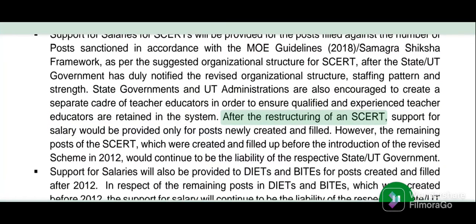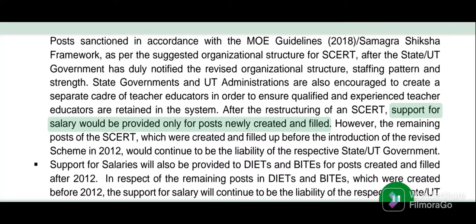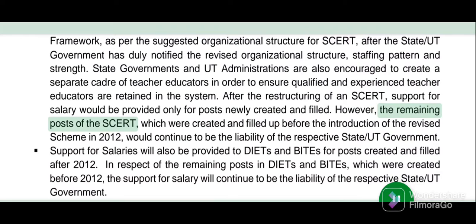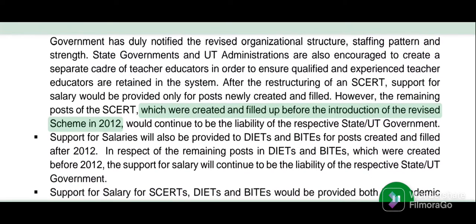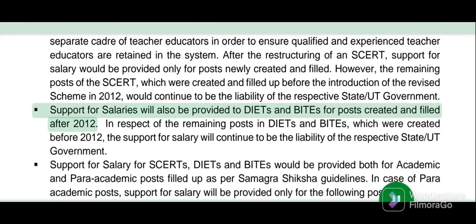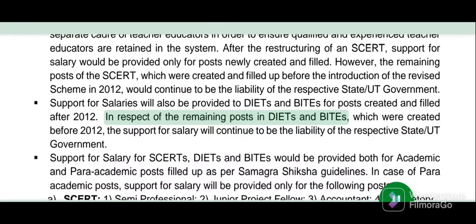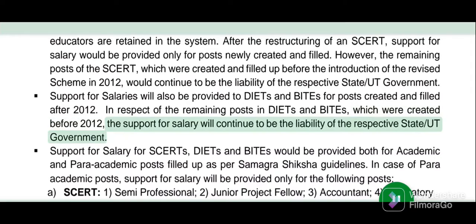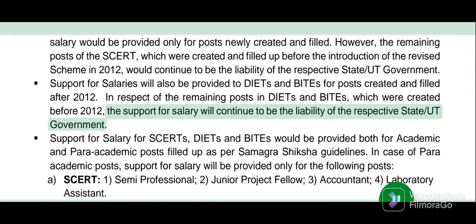After the restructuring of an SCERT, support for salary would be provided only for posts newly created and filled. However, the remaining posts of the SCERT, which were created and filled up before the introduction of the revised scheme in 2012, would continue to be the liability of the respective state or UT government. Support for salaries will also be provided to DIETs and BITEs for posts created and filled after 2012. In respect of the remaining posts in DIETs and BITEs, which were created before 2012, the support for salary will continue to be the liability of the respective state or UT government.